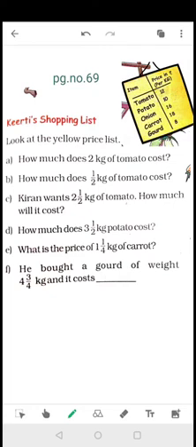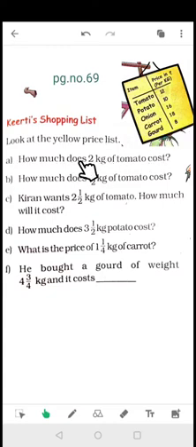Page number 69. Kirti's shopping list. Here the list is given. Tomato is 12 rupees, potato 10 rupees, onion 16 rupees, carrot 18 rupees and gourd 8 rupees. With the help of the list, we are going to find out the rates.